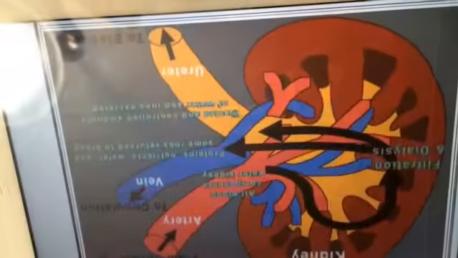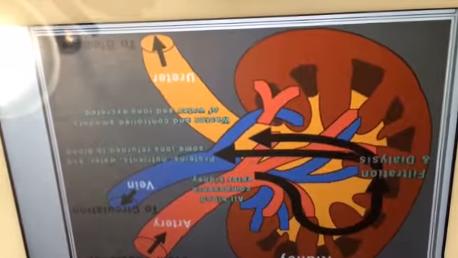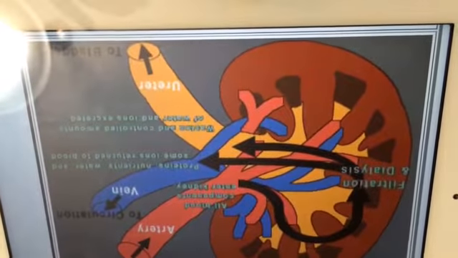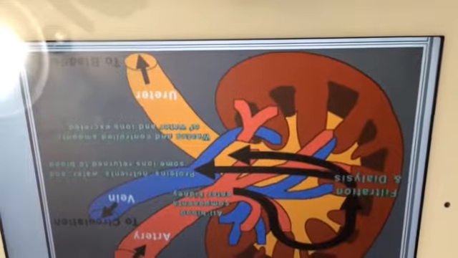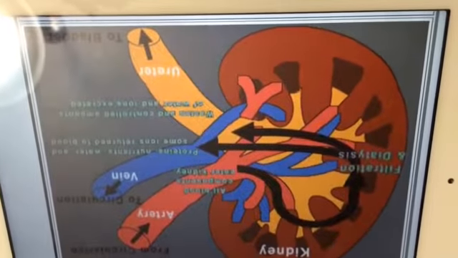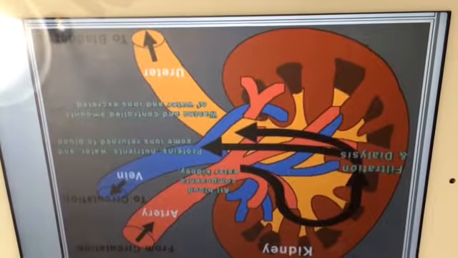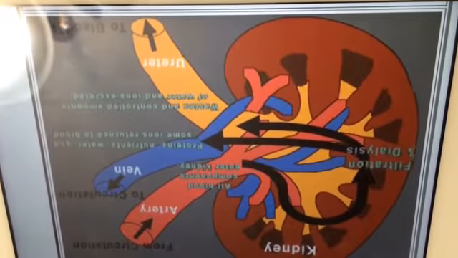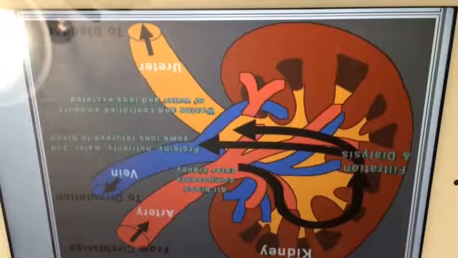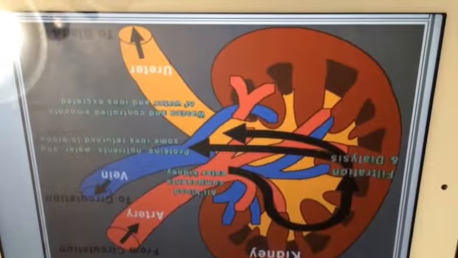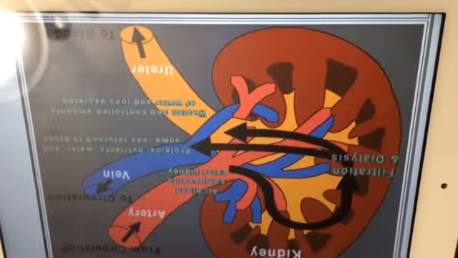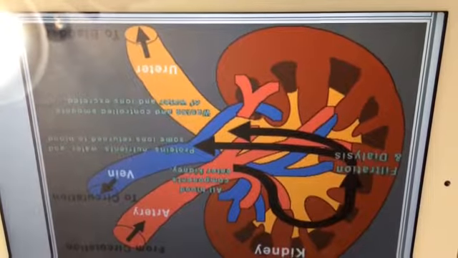I also want to go over some vocabulary words. Excretion is the elimination of toxins using urine. So this whole process, pretty much. Glomerular filtration rate, which I might also refer to later on as GFR, is the rate that plasma, which is in your blood, is filtered by the kidney glomeruli.